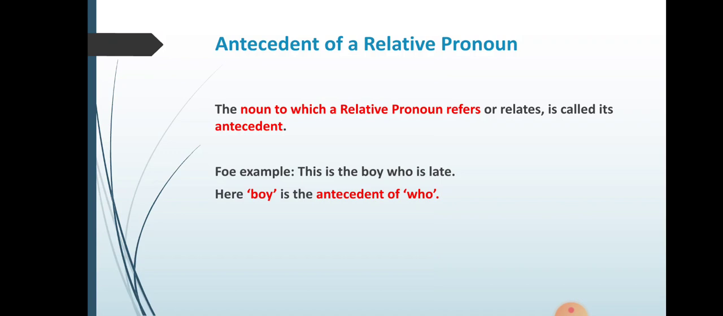Relative pronoun सेंटेंस में जिस नाउन को रेफर कर रहा है या जिसके साथ रिलेट कर रहा है उस नाउन को वी से एंटीसीडेंट. फॉर एग्जाम्पल, दिस इज द बॉय हु इज लेट. नाउ हु इज रेफरिंग टू द बॉय, सो बॉय इज एंटीसीडेंट ऑफ रिलेटिव प्रोनाउन हु.